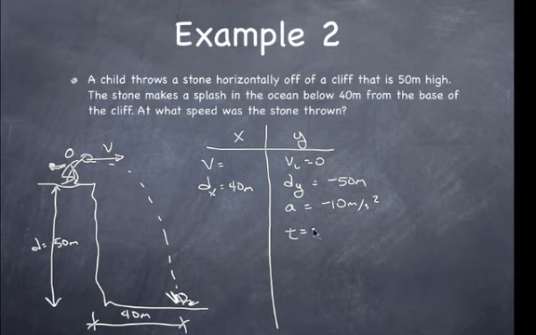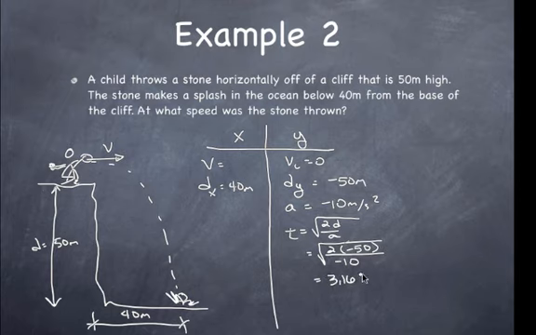From the last example, we saw that time is equal to the square root of 2d over a, so I'm going to jump right to that. So t is equal to the square root of 2 times distance of minus 50 divided by gravity, minus 10. So I end up with 2 times 50, which is 100, divided by 10, which is 10. And if I take the square root of that, I get 3.16 seconds. So that's my time. I can now move that time over onto the x side, 3.16 seconds.